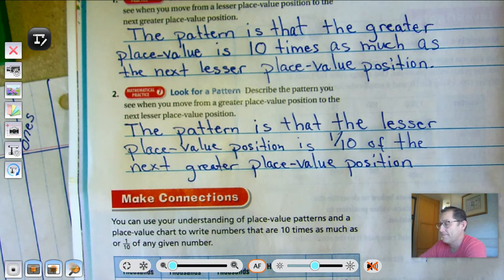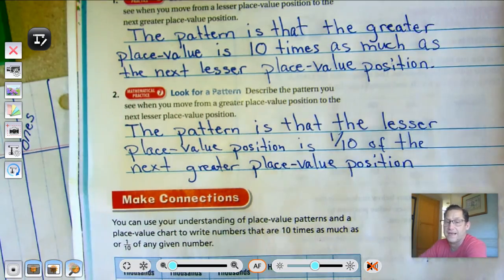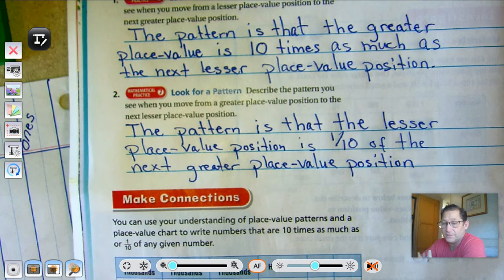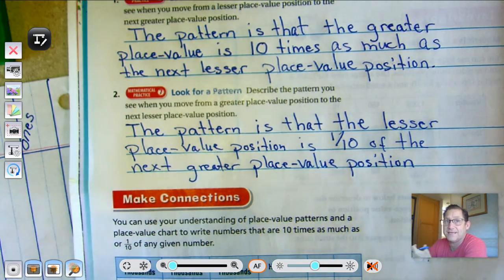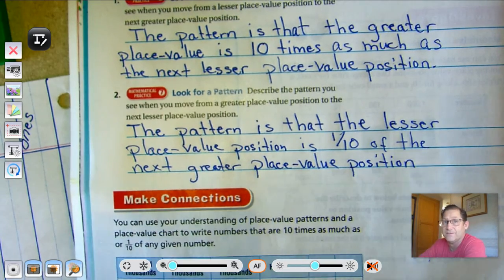So again, it would take me 10 longs, which is a set of 10. It would take me 10 sets of 10 to equal 1 flat or 100. Okay, so if you have 1 set of 10, you have 1 set of 100, right? It would take 10 sets of 10 to equal 100. And if you have only 1/10, you have 1/10 of it.